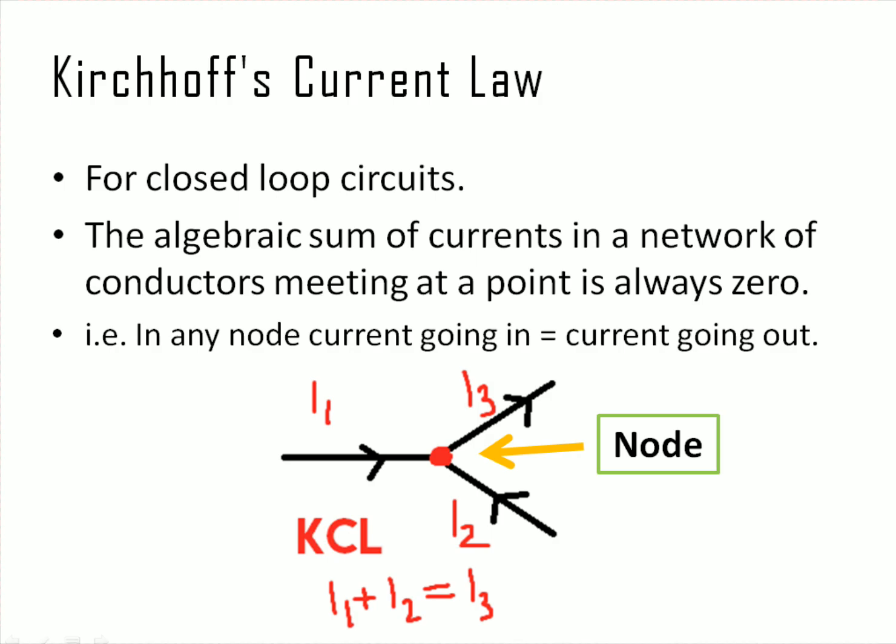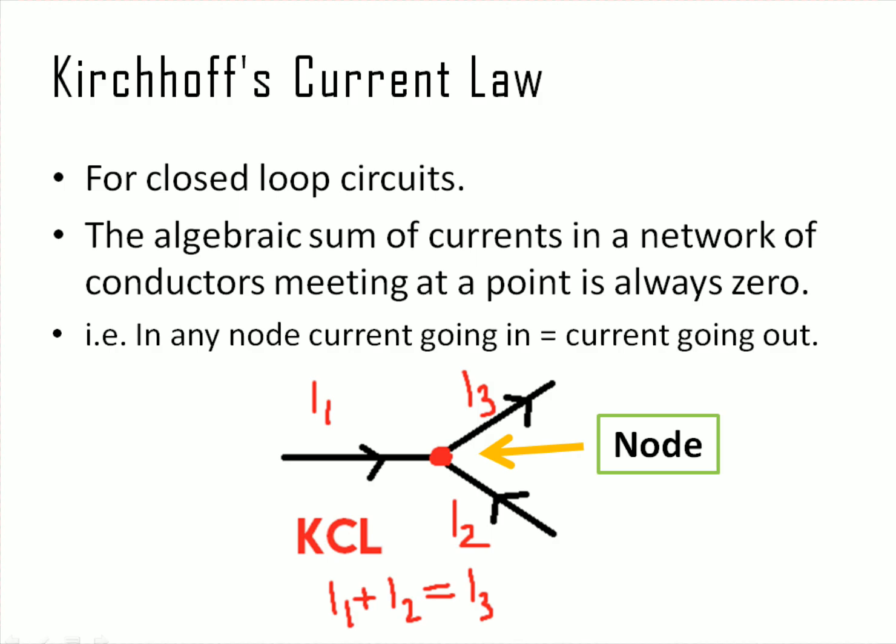for closed loop circuits, the algebraic sum of currents in a network of conductors meeting at a point is always zero. So basically, meeting at a node is always zero. At any given time, in any node, the current going in would be equal to the current going out. It could be in any direction, it doesn't matter.